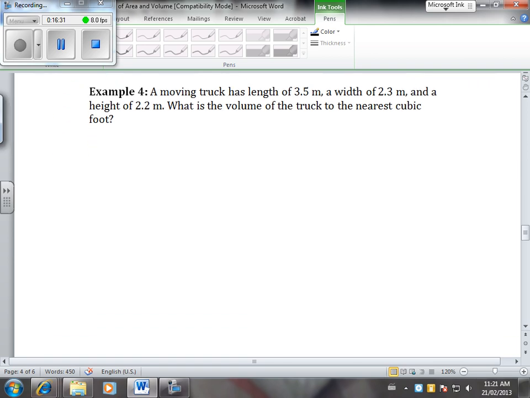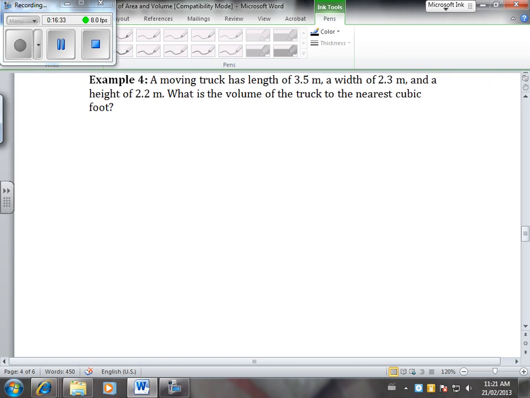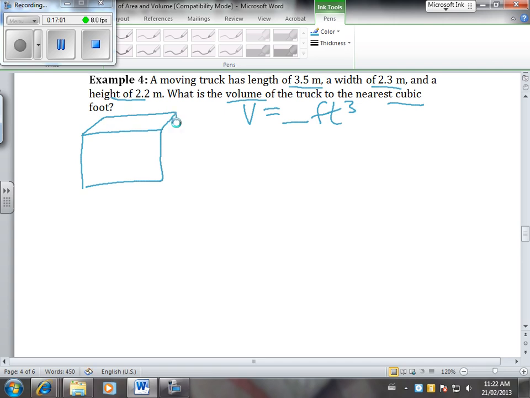So our last example for this would be a moving truck has a length of 3.5 meters, a width of 2.3 meters, and a height of 2.2 meters. What is the volume of the truck to the nearest cubic foot? So we want volume in cubic feet. Because we have a length, a width, and a height, this is no longer a regular triangle. This will be our rectangular prism. Okay, so there's our thing, and you can pretend that it's on a moving truck.